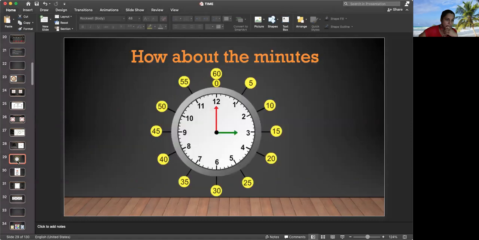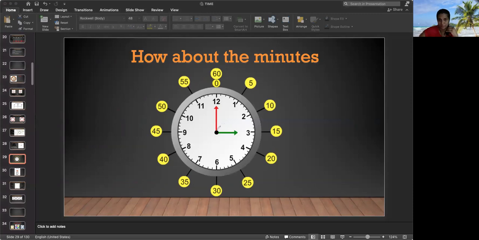The minute hand points to the minutes, obviously. So you can understand when the minute hand goes to point at 1, there's already 1, 2, 3, 4, and 5. There's already 5 minutes clocked.